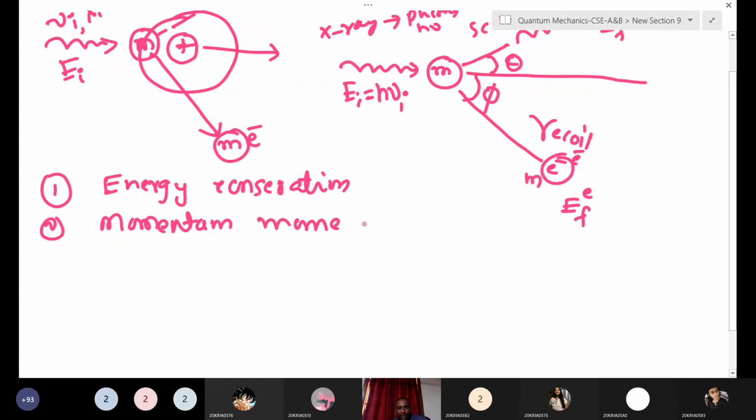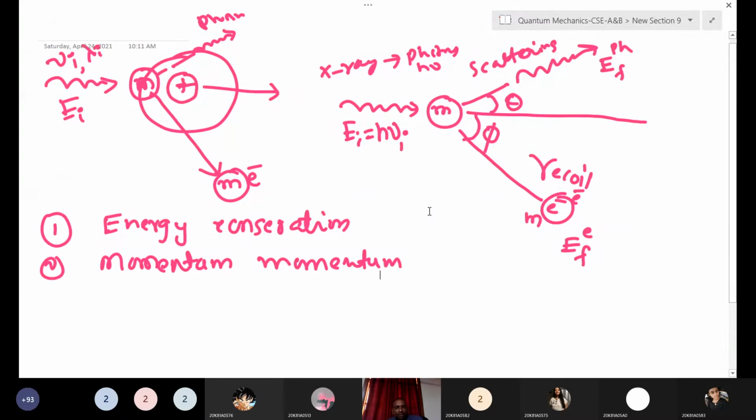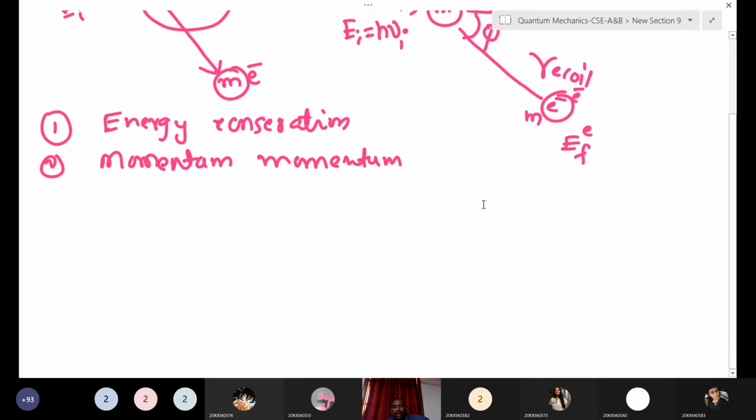In an elastic collision, energy and momentum are always both conserved. Inelastic means either energy or momentum may not be conserved, or both. Here we are considering the energy conservation law. So the energy before collision is equal to the energy after collision.